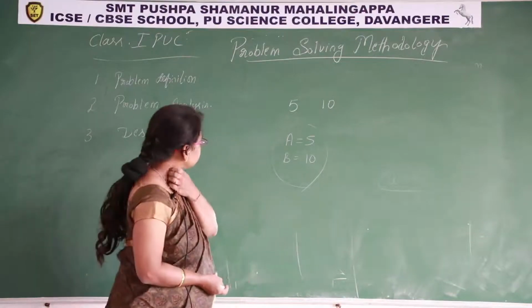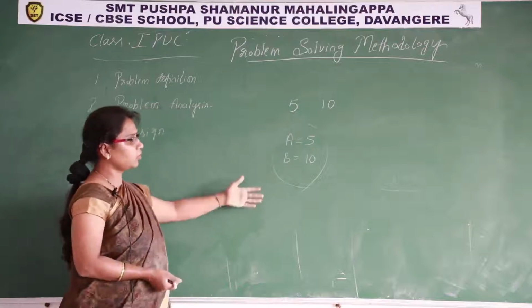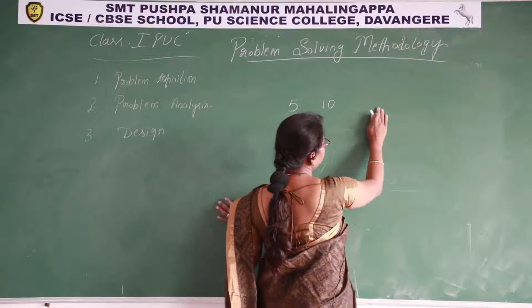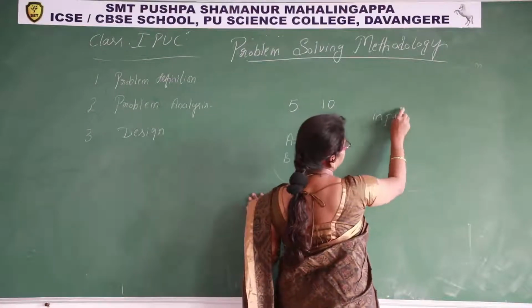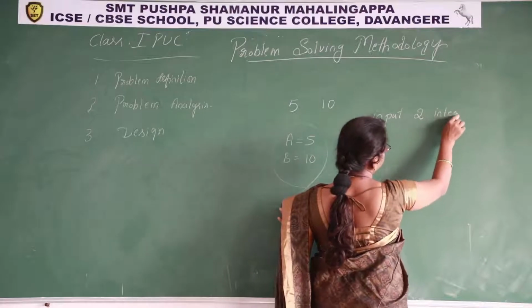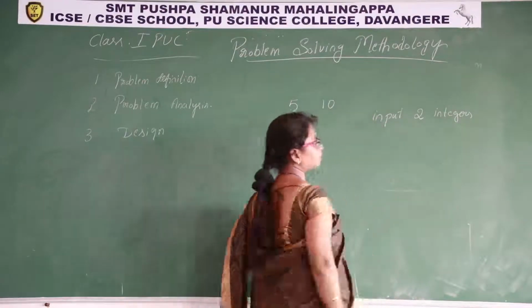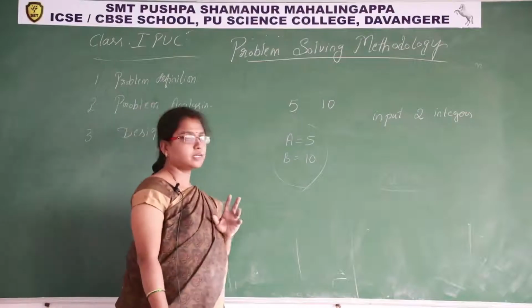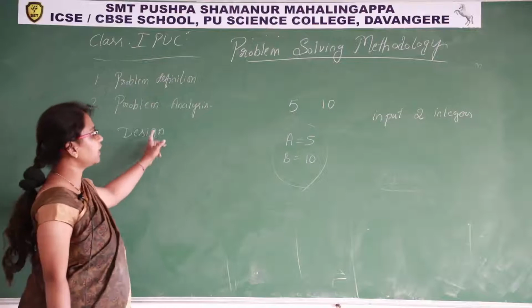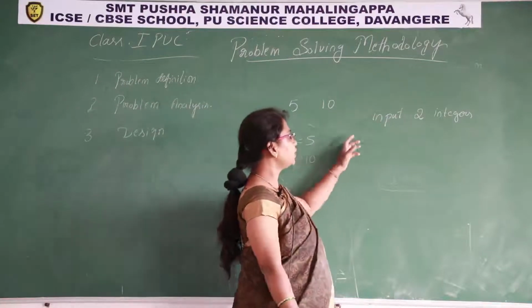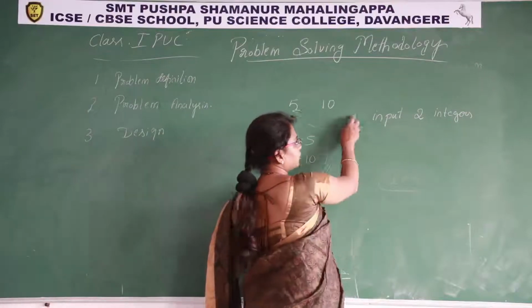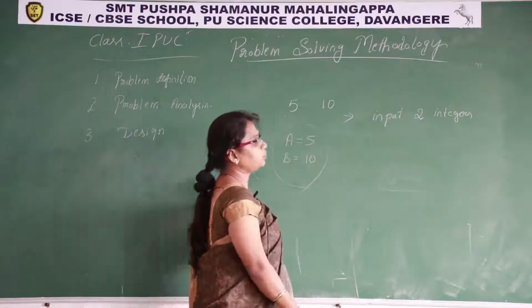So here also, to solve this, the first thing is I'll write: take or input the values. Input two integers. First step, design. To make anyone understand easily, we have to design the problem solution step by step. First, input two integers.